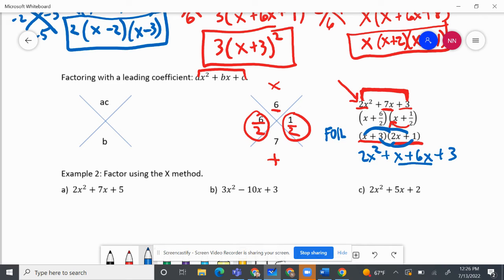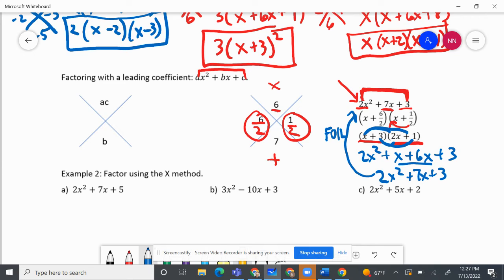We see that x plus 6x is 7x. We end up with 2x squared plus 7x plus 3. And that right there, notice, is our original problem. So even though this seems a little weird, it does actually give us the factored form.